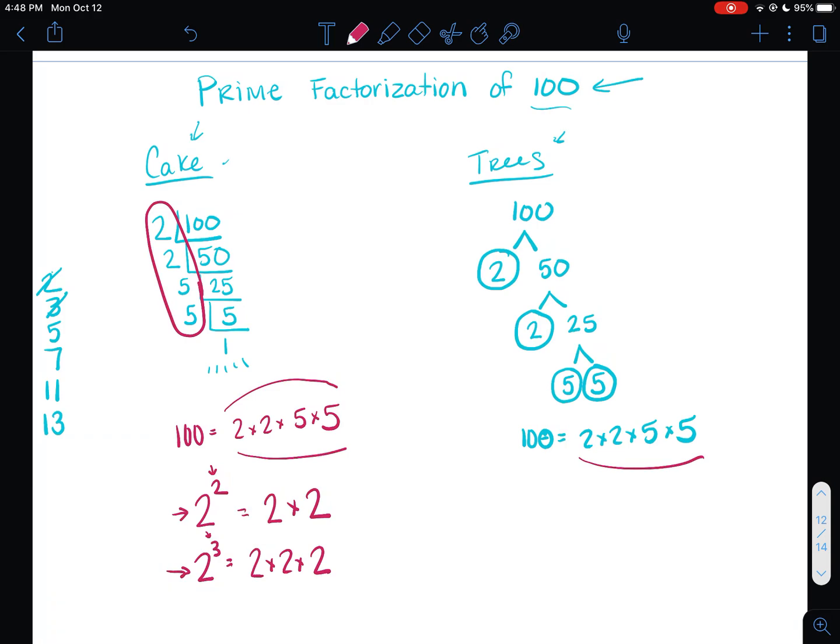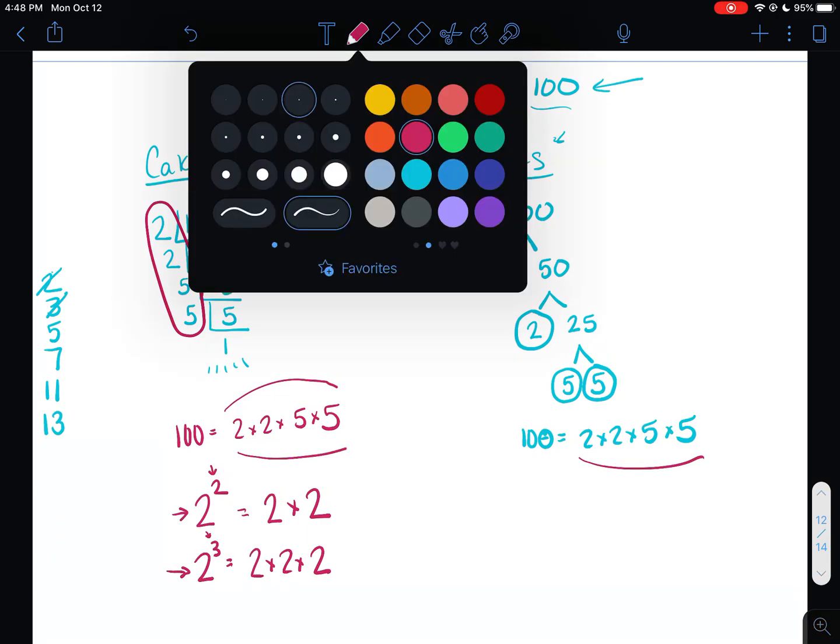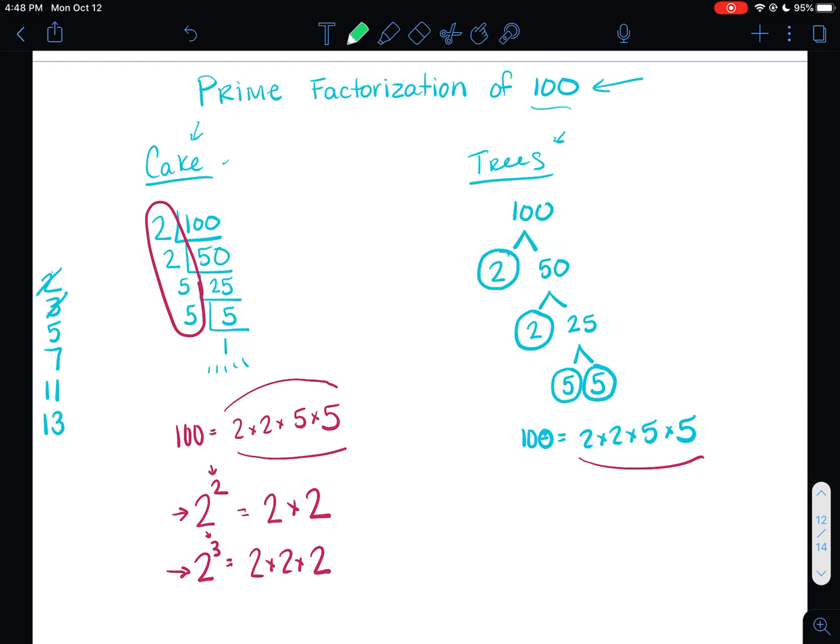So I know you learned that last year. All the kids in class on Friday told me that is something that you learned. You just kind of forgot about it. So you are going to see a couple of examples of how to rewrite these prime factorizations with exponents.